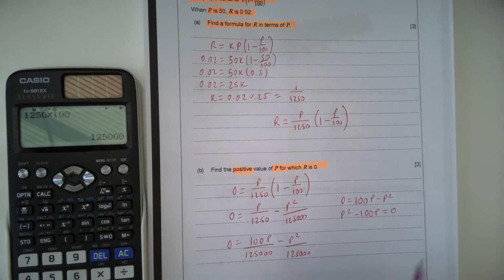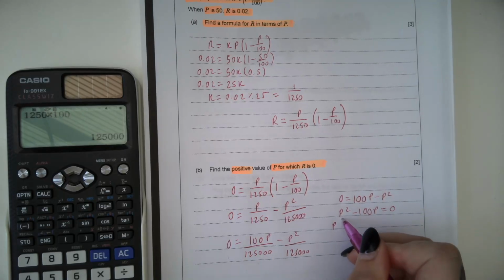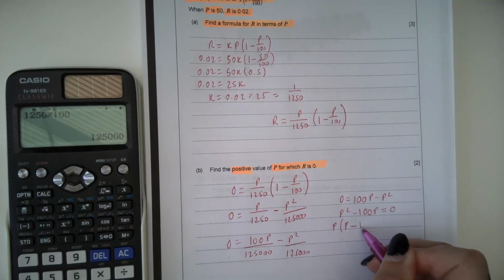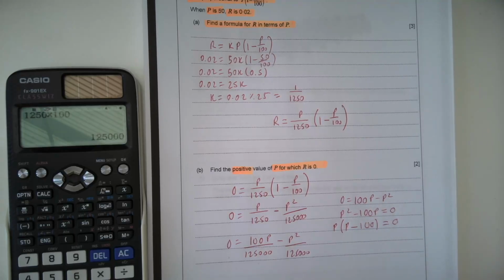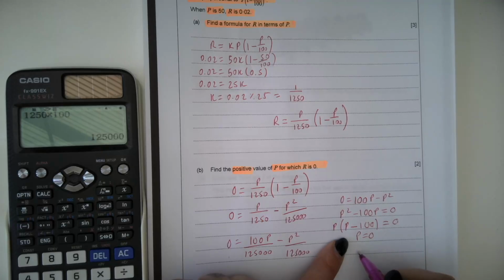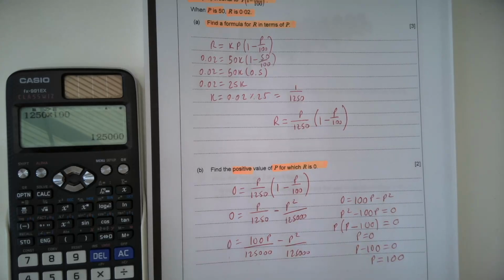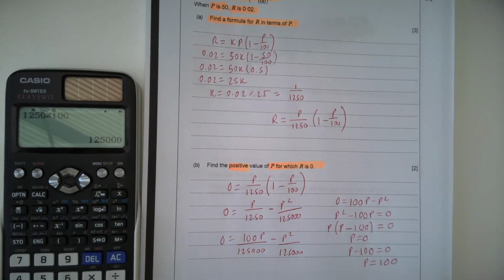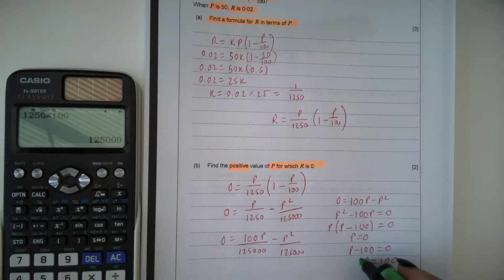So then I'm going to factorise here, guys, for p. So p and then p minus 100 equals 0. So we have a solution of p equals 0, and we have a solution of p minus 100 equals 0, so p must be equal to 100. We want the positive solution, so this is the solution that I am interested in.